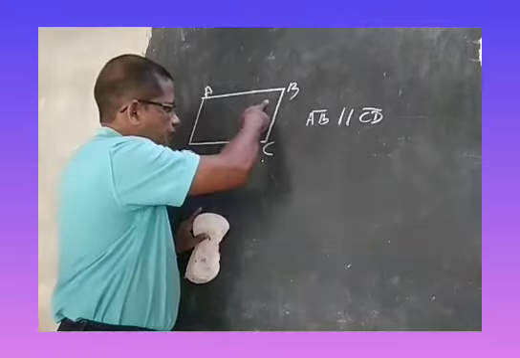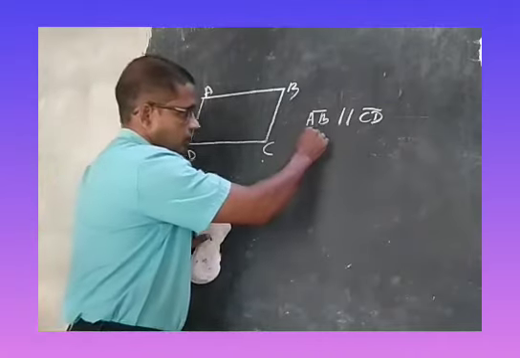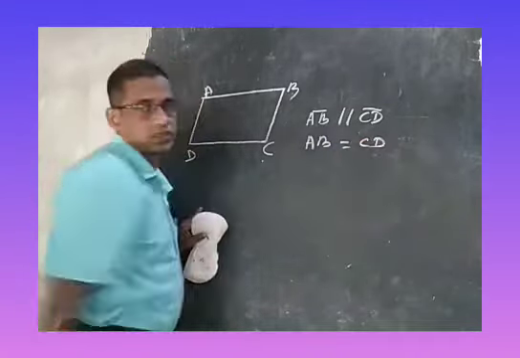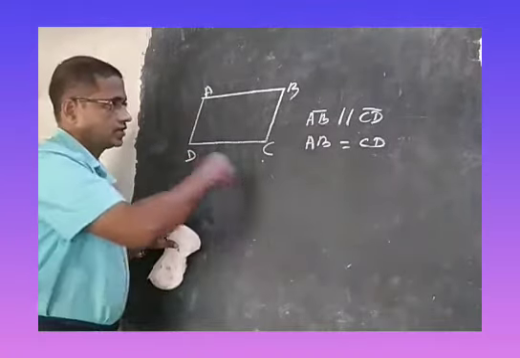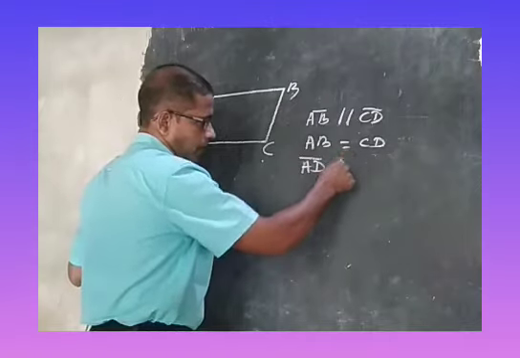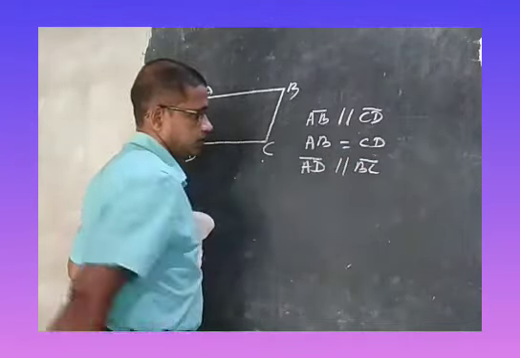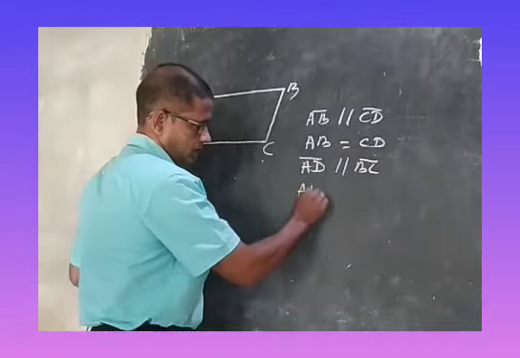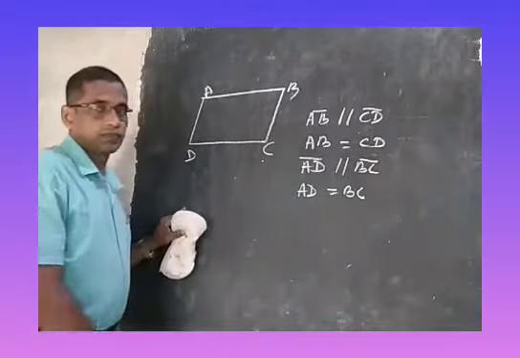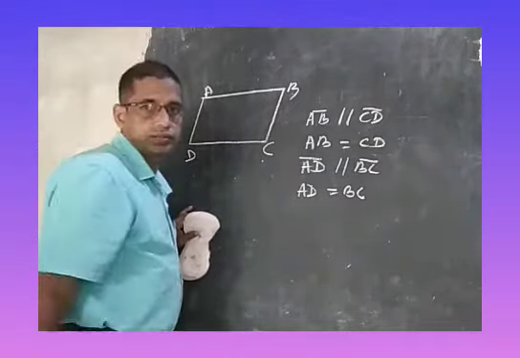That means AB is parallel to CD and AB equals CD. Likewise, AD side is parallel to BC side and AD equals BC. The length of AD equals the length of BC.